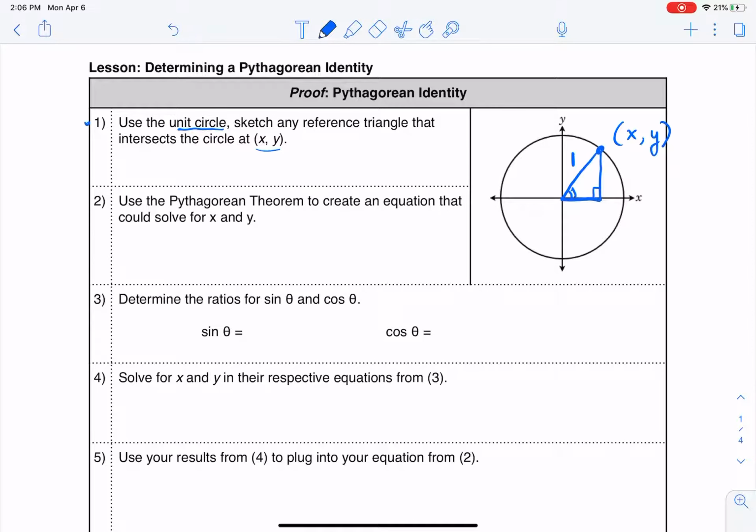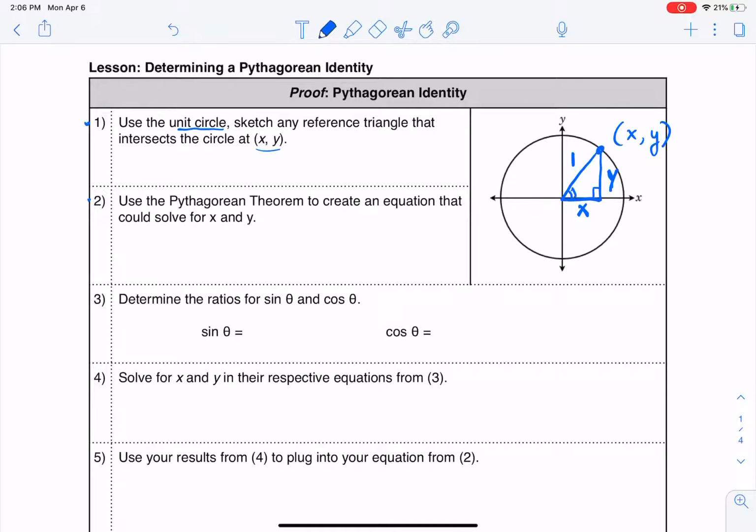My y value really represents the opposite side from that angle. So this side of the triangle is the same as the distance y. And my x value really represents the side that is adjacent to my reference angle. So the base of my triangle can be represented with x. All right, so part 2 of the proof.